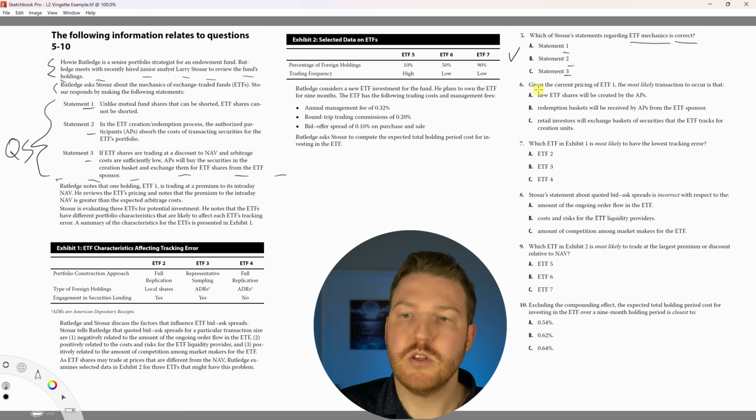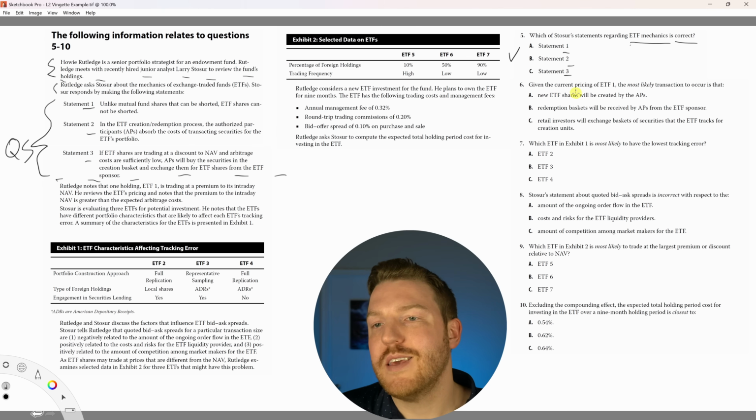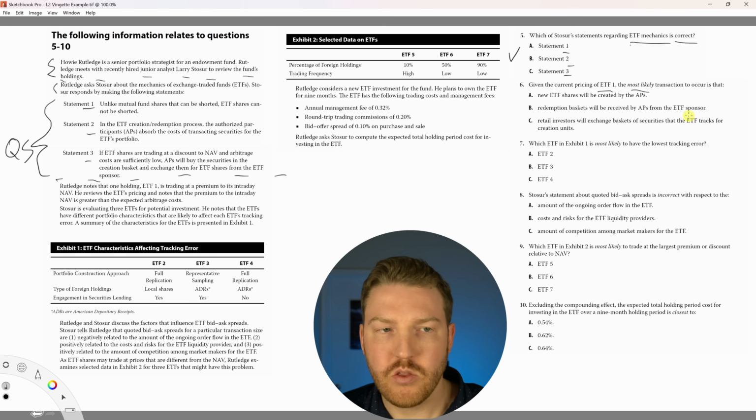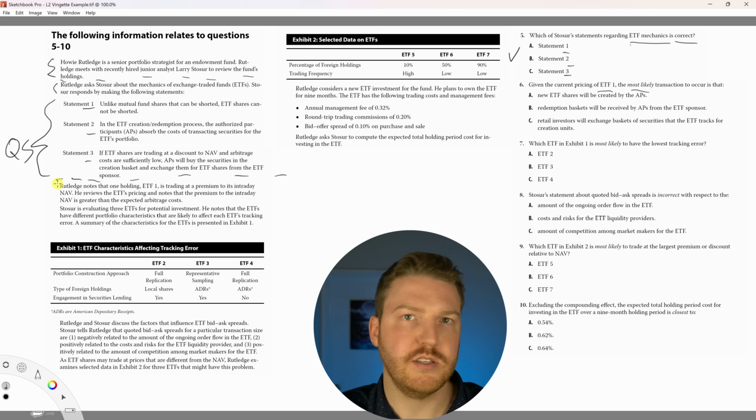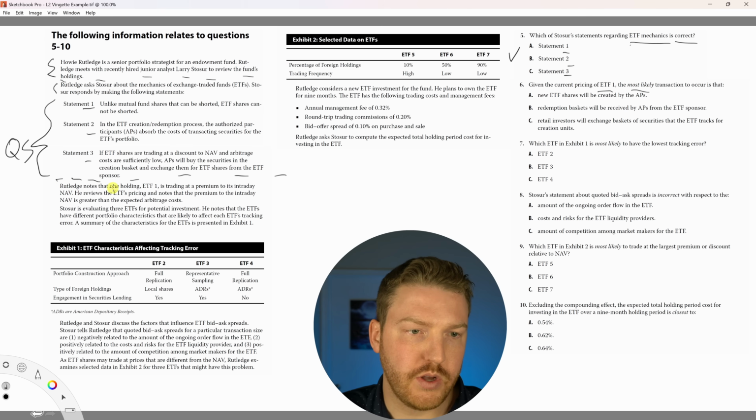Now we'll go down to the next question, 6. Given the current pricing for ETF 1, the most likely transaction to occur is that, and then we have these 3 options. So now I'll just start wherever I left off on the last one, right? I left off at this line. I'm just going to start here and start scanning until I find ETF 1. So, okay, great. I see ETF 1 right there.